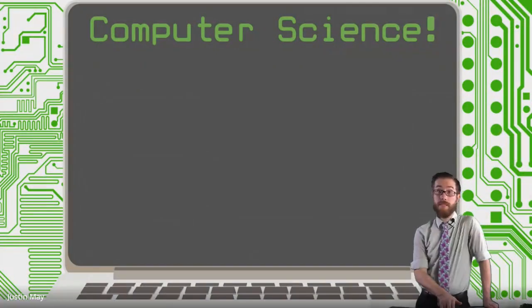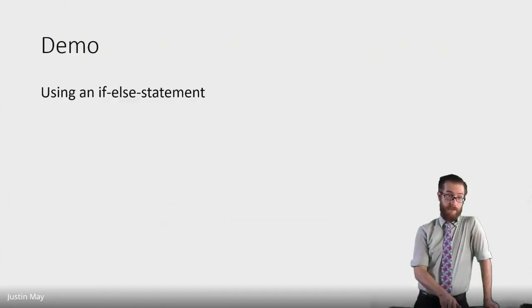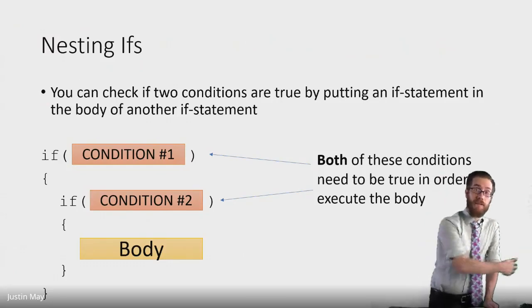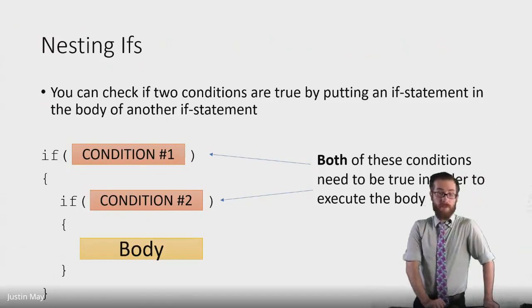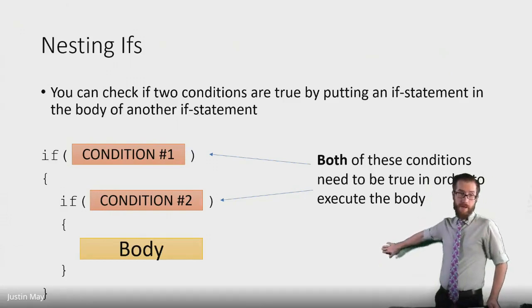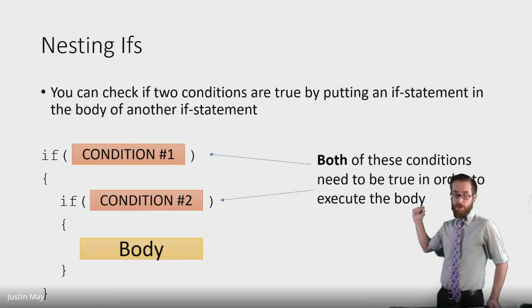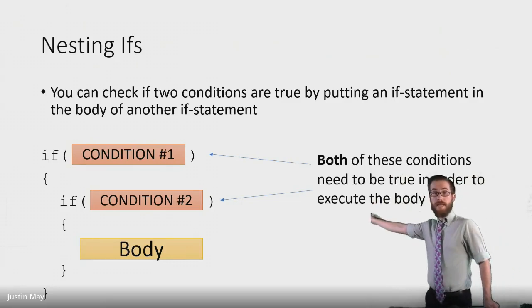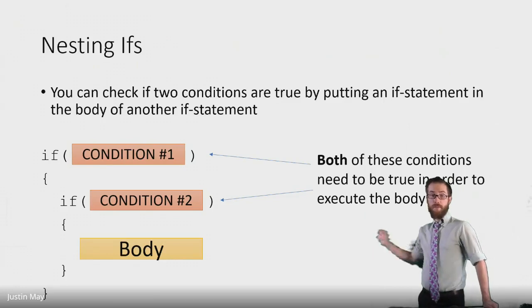I don't know. Let's check the slides. We can put an if statement inside of another if statement. That's cool. This is called nesting. And what this gets you is, in order to run this body, both of the conditions have to be true. So if condition 1 is true, then we'll check condition 2. If condition 2 is true, then we'll run the body.